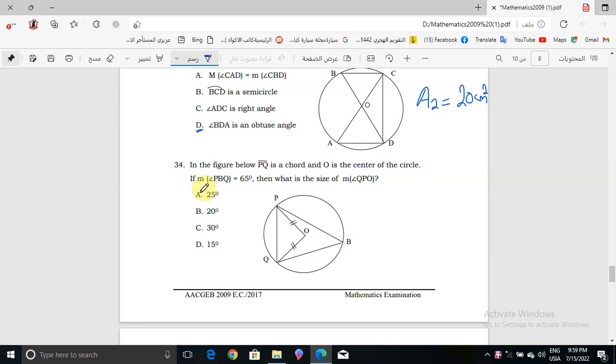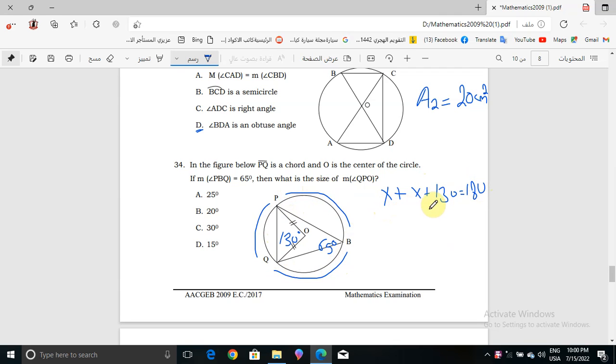Now let's go to question number 34. It says: in the figure below, PQ is a chord and O is the center of the circle. If the measure of angle PBQ is equal to 65 degrees, then what is the size of angle QPO? Here we have 65 degrees, then here it will be 130 degrees. That means x plus 130 is equal to 180. Why? Because here it will be 130, here we have x, and we have here x.